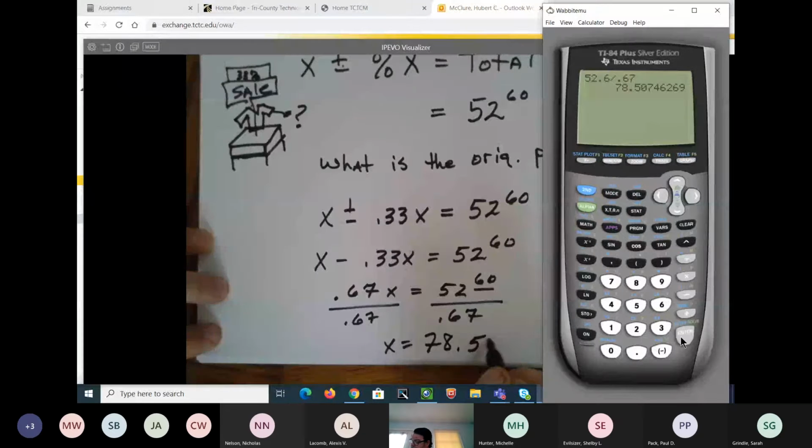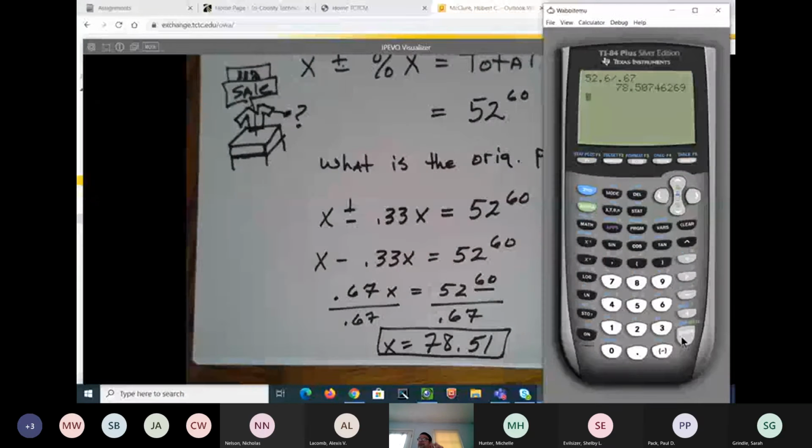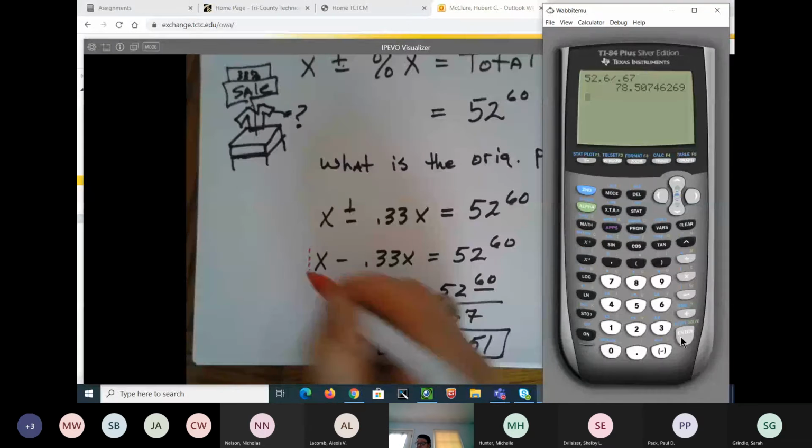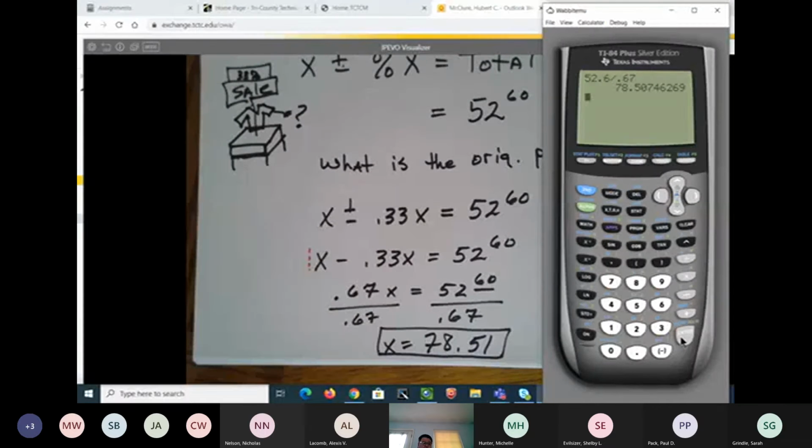$78.51, and I will not tell you where I got the 0.67 from. So don't even ask it. Can somebody tell me where I got the 0.67 from? What's in front of the X right here? From the 100% or like the 3. What's in front of this X? The 1. Good job. I'm going to put that in red because y'all forget that for some reason. And what's the dollar minus 33 cents?